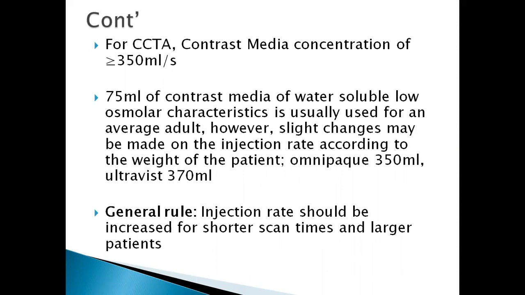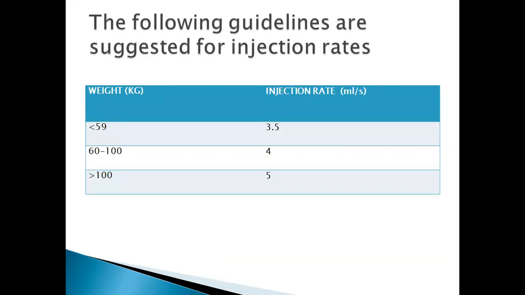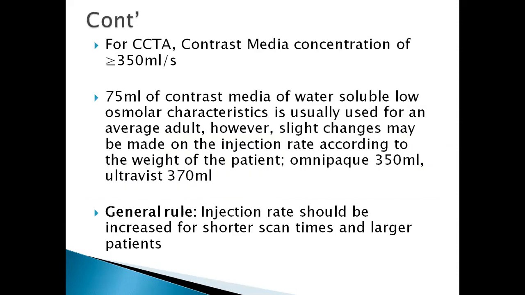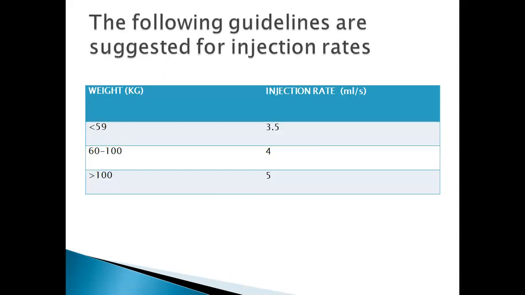And then the other thing that is important to note is for shorter scan times, remember we're just looking at the heart itself. It's a smaller structure than we would normally image. So there will be a shorter scan time than normal. This is why the injection rate is at 4 mils per second. And for larger patients, you also want to increase your injection rate in order to still maintain good image quality.